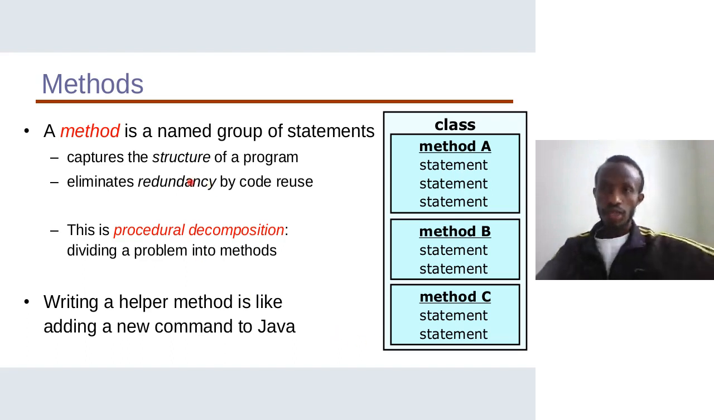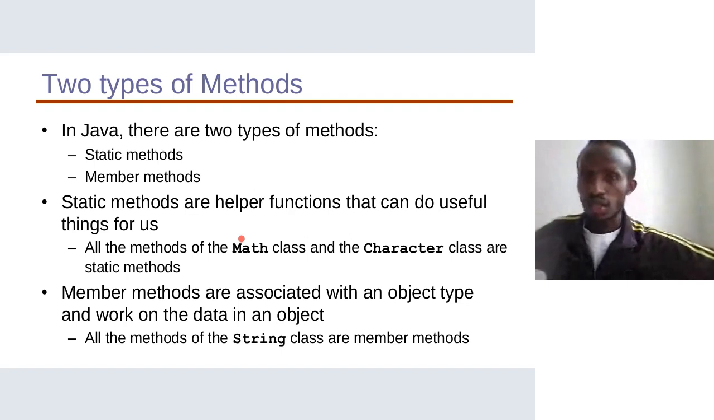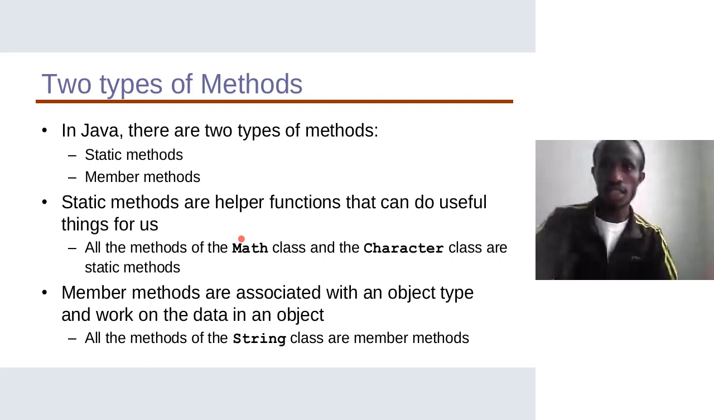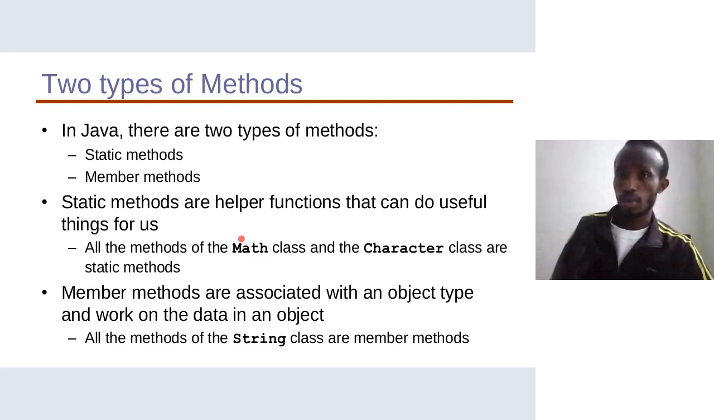So we can define a method as a named group of statements. And we can have two types of methods: static methods and member methods. The static methods are not pinned to any class, but member methods are associated with a specific class. For example, the math class has useful static methods. In this case, for the math class, you don't need to declare an object to be able to use the methods in there. You can just access them directly from within any class you have in your project or in your program.